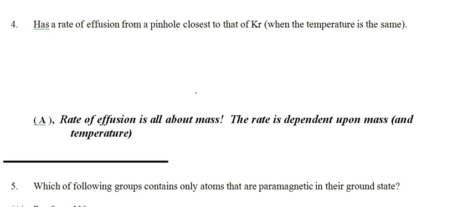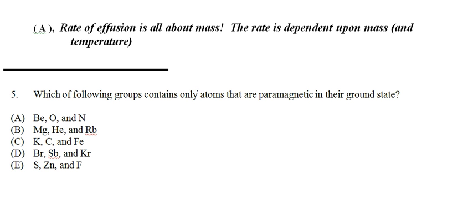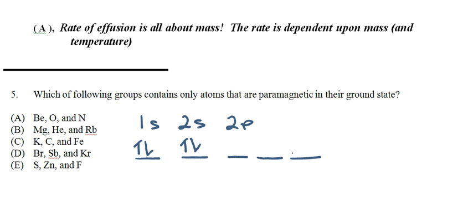Alright, number 5. Which of the following groups contains only atoms that are paramagnetic in their ground state? Now, paramagnetic means that if I'm looking at electron configurations, say 2s and 2p, let's just say for oxygen. 1, 2, 3, I believe that's right. Oxygen has, nope, one more, sorry. So there's oxygen's electron configuration, just for kicks and giggles here.